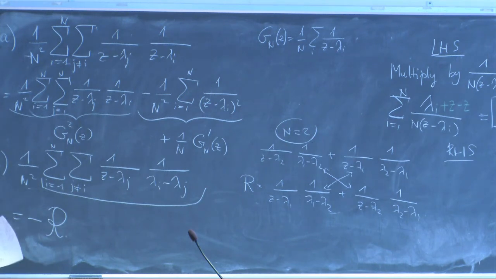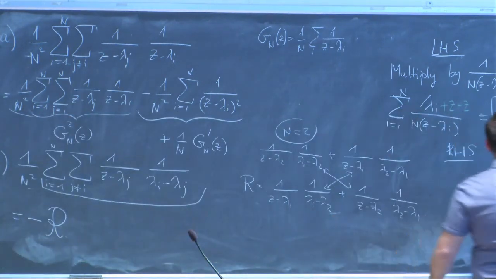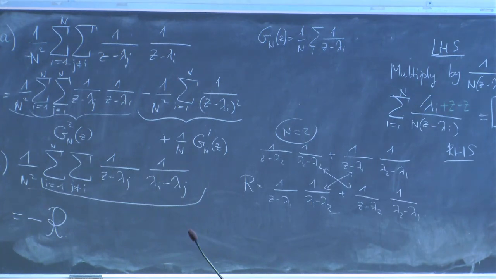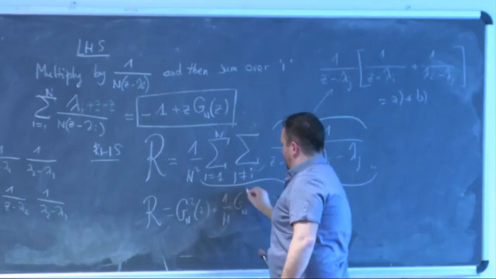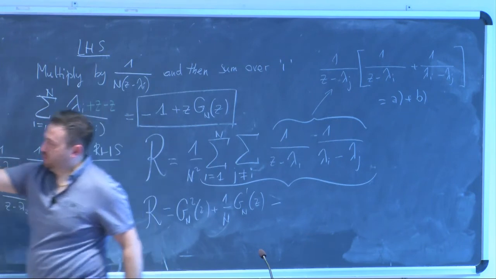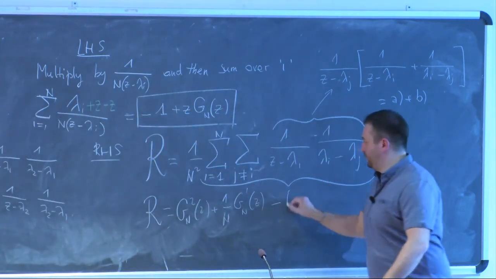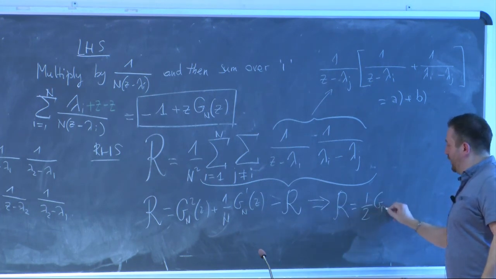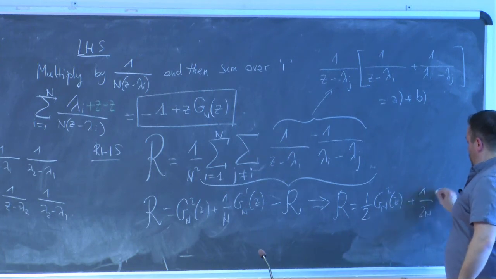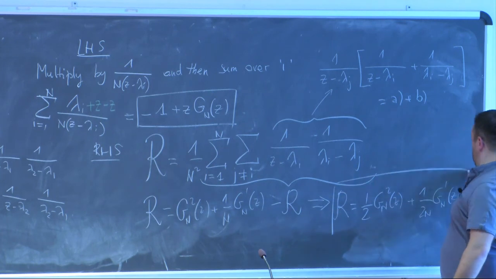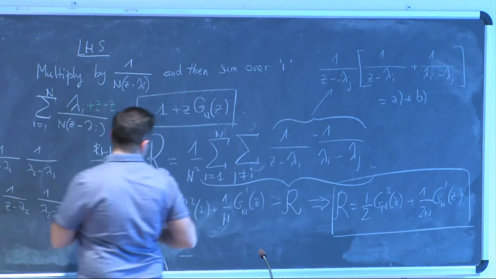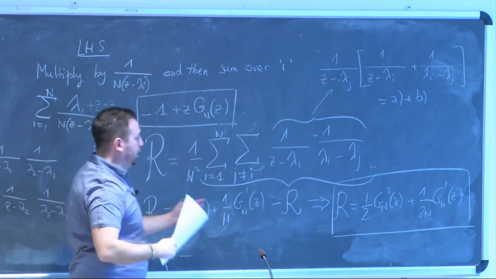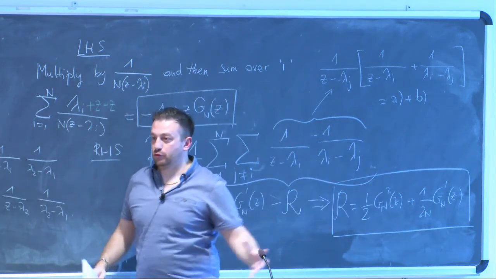So now you have an equation for R. So you have that R is equal to A, so gn square z plus 1 over n gn prime z minus, so plus B, which is minus R. Which means that R, the right-hand side, is 1 over 2 gn square z plus 1 over 2n gn prime of z. Now all you have to do is to equate the left-hand side, which was this one, to the right-hand side and solve the equation for G.